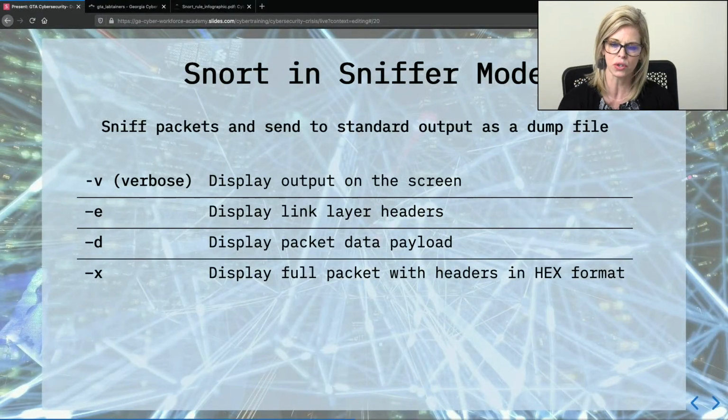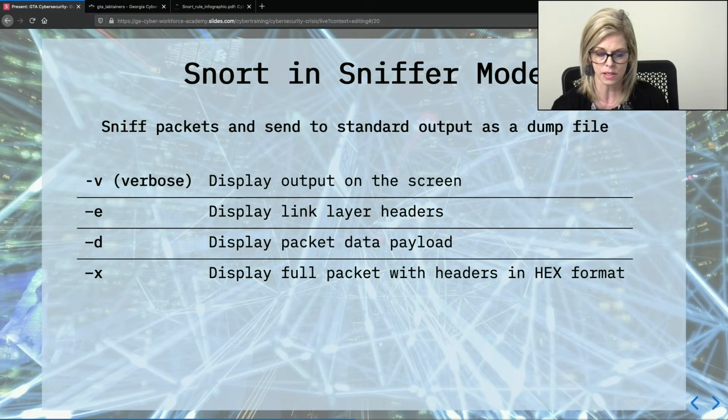You can also configure Snort to operate as opposed to IDS or IPS mode. You can actually have it sniff packets. So in your command line, you would use the command snort, and you could use any of the options that you see on screen. If you want the Snort action taken in real time to display on screen, you're going to use the -v, which is verbose, give me the detailed information.